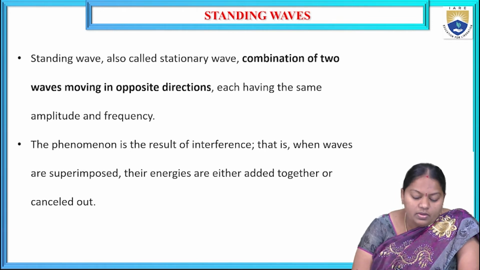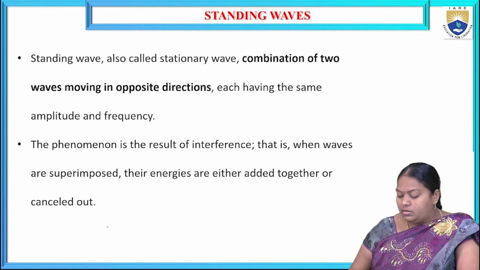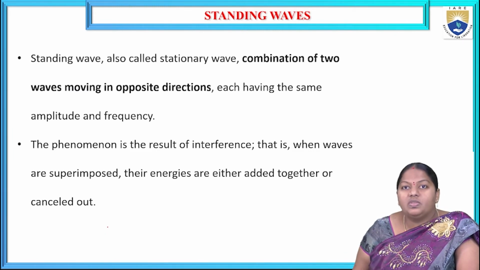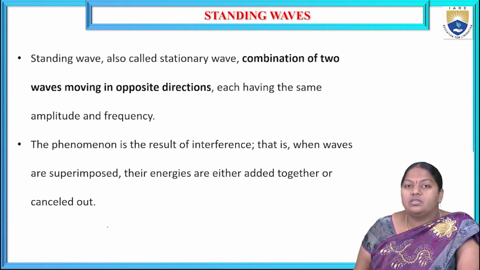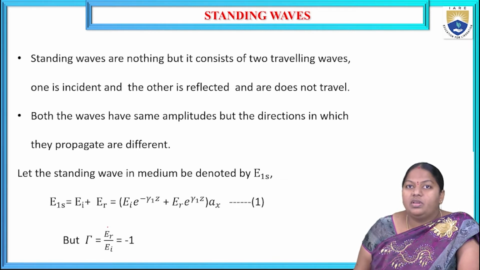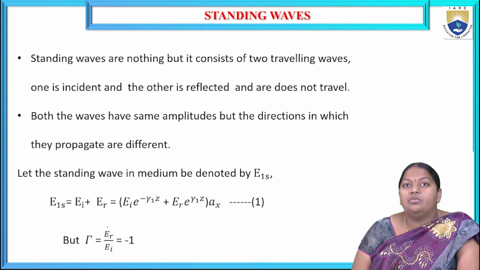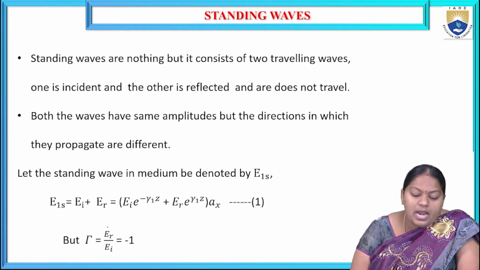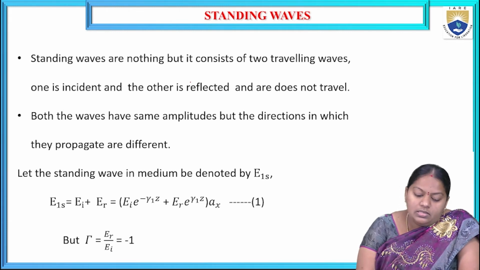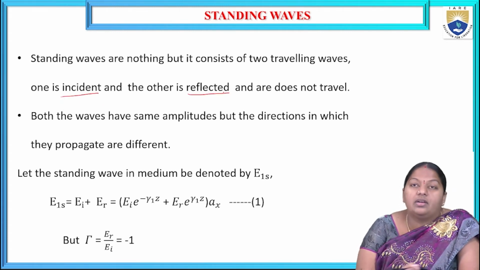That is, when waves are superimposed, one on another, their energies are either added together or cancelled together, right? They cancel out each other. This phenomenon is called standing waves. Now, from this, we are going to derive the voltage standing wave ratio, simply we'll call it VSWR. Okay. Now, standing waves consist of two traveling waves: one is the incident wave and the other is the reflected wave.